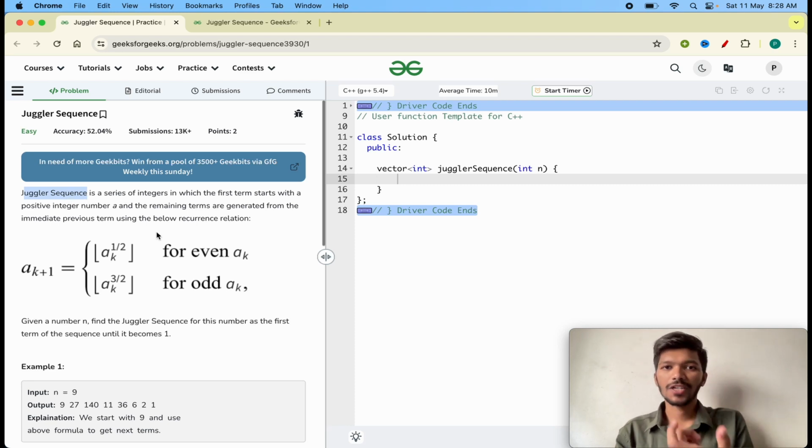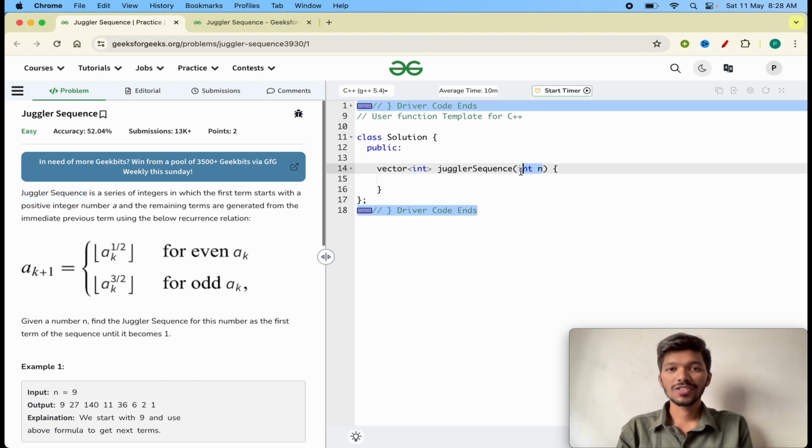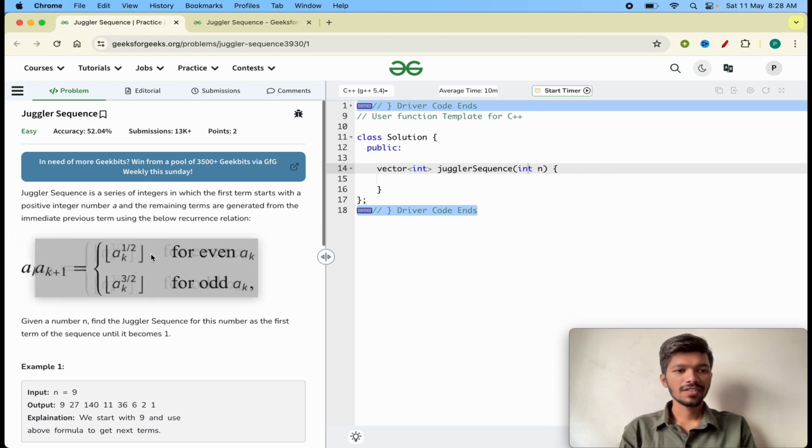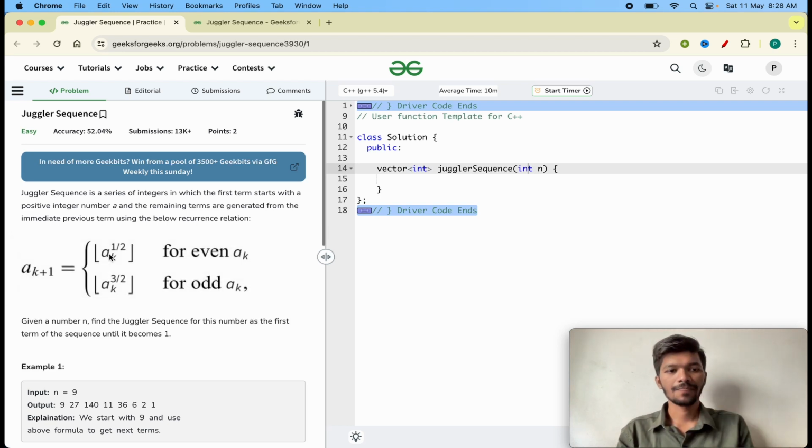We are given a particular number, say for example n, and we need to generate a sequence such that at any point if my n is even, then my next number will be the square root of the previous number. But at any point if my given number is odd, then my next number would be its square root and its cube. For example, suppose my current number is 27, so it is odd. What will be the square root of 27? Whatever the answer comes to, we need to take the cube of it, right? So this is what we need to obtain.